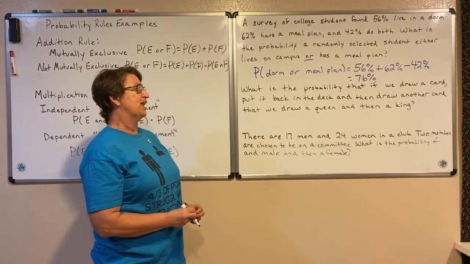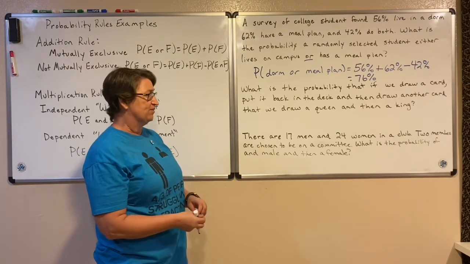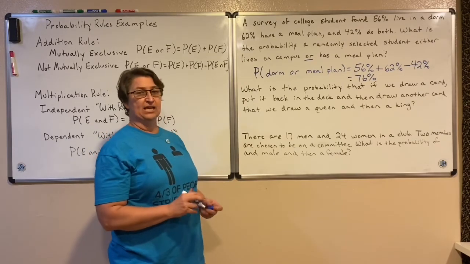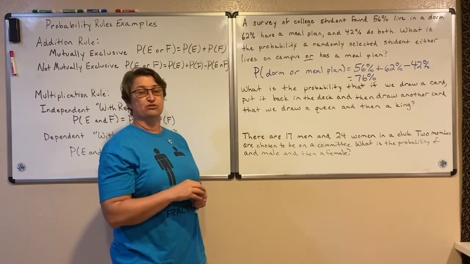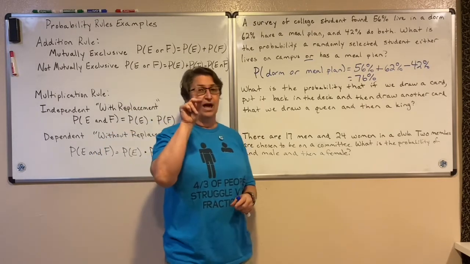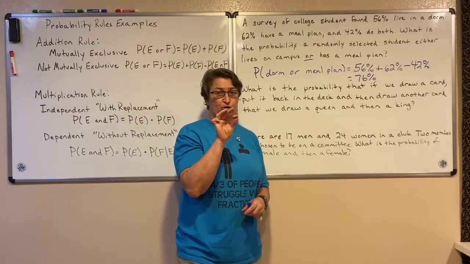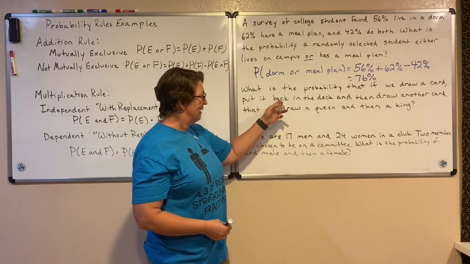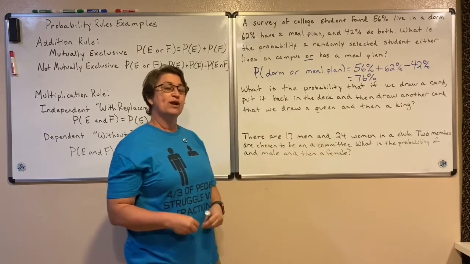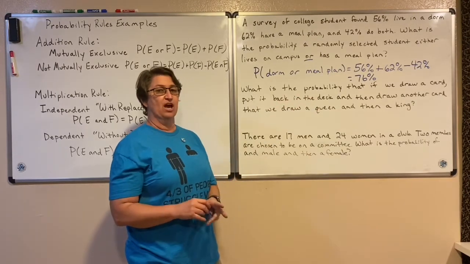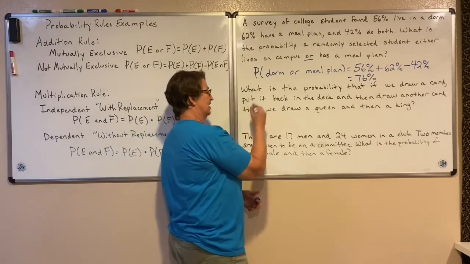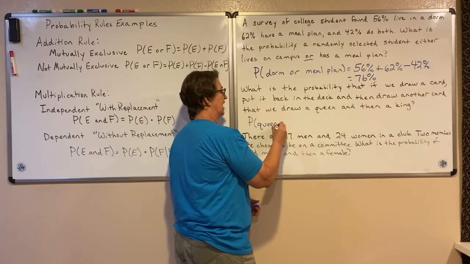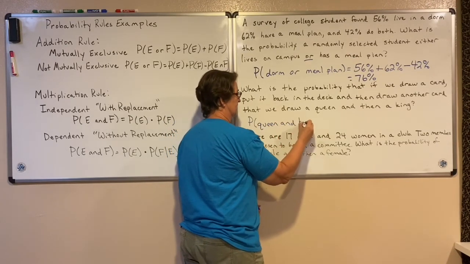Let's do another example. What's the probability that if we draw a card, put it back in the deck, and then draw another card, that we draw a queen and then a king? Notice that I'm doing two stages of an experiment. I'm going to pull out a card, and then I'm going to pull out another card. And it says with replacement, I'm putting it back in the deck. So each one of them is going to be independent of the other. So writing it in notation, I'm going to do the probability that I get a queen and then a king.